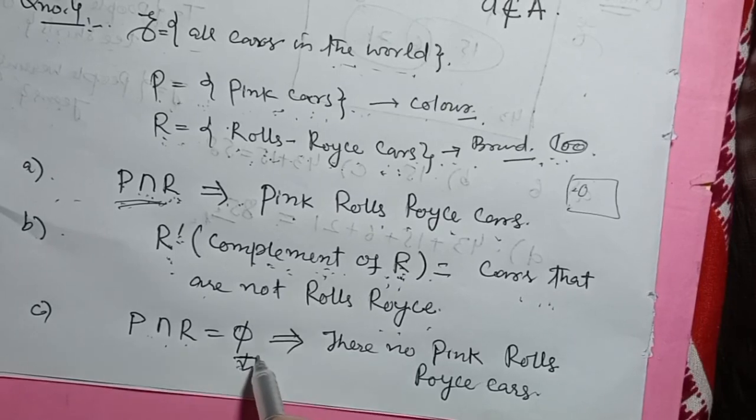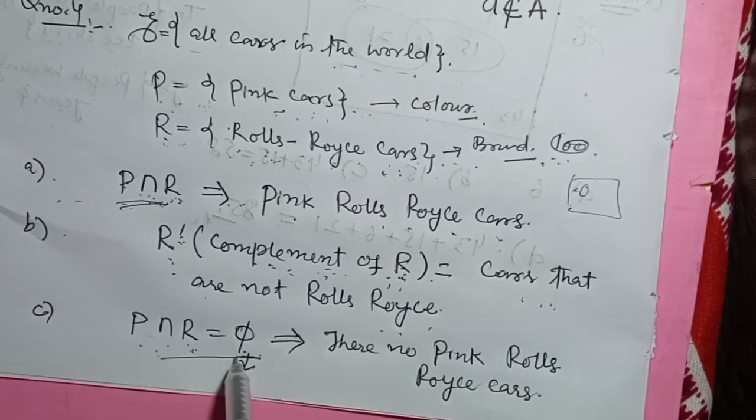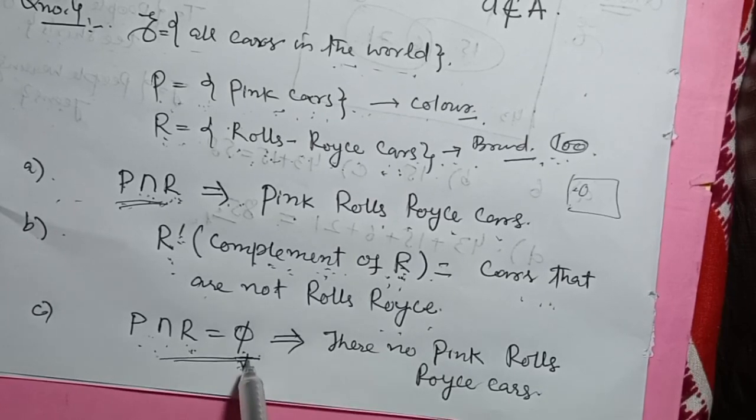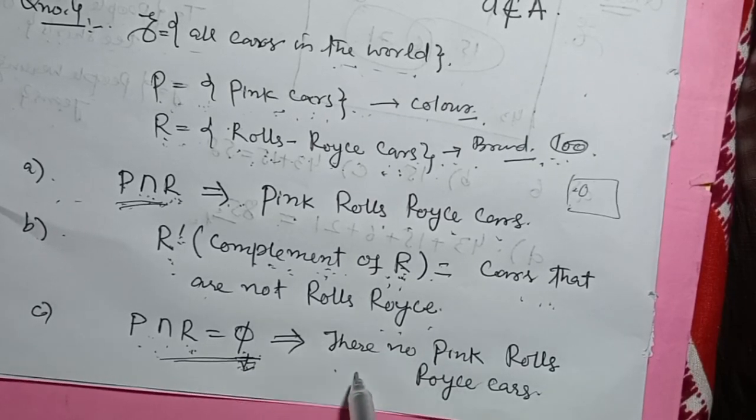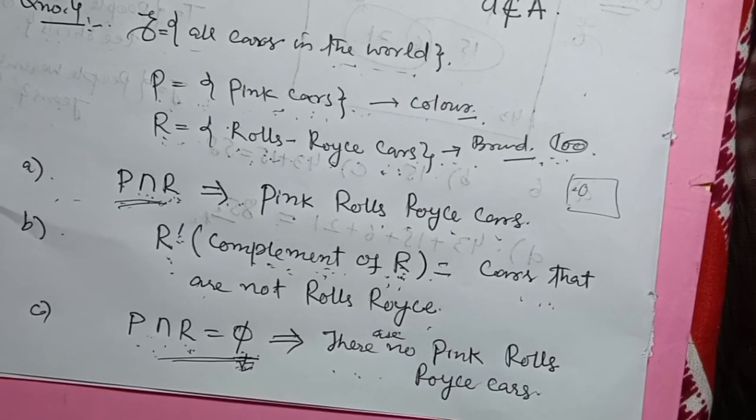P intersection R is phi. Phi is simply the empty set. It means pink Rolls Royce cars are none. So therefore we can write there are no pink Rolls Royce cars. That's it.